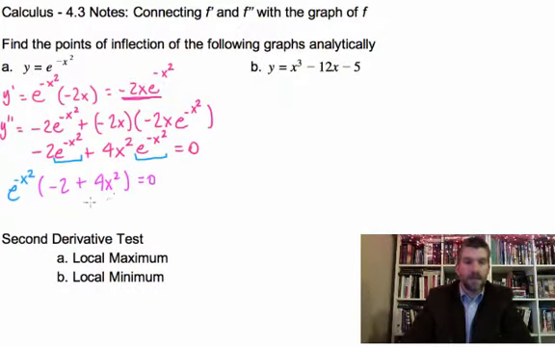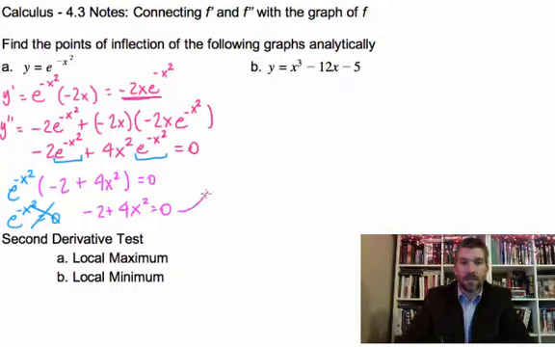And so what I do is I set both pieces equal to 0. So e to the negative x squared equals 0. And does that ever happen? No, it doesn't. It's always bigger than 0. And then I go with the other guy, negative 2 plus 4x squared equals 0. And I'm just going to solve this guy out. I'll move up here and have a little more room. So this is going to be 4x squared equals 2, so x squared equals a half, and so x equals plus or minus 1 over the square root of 2.